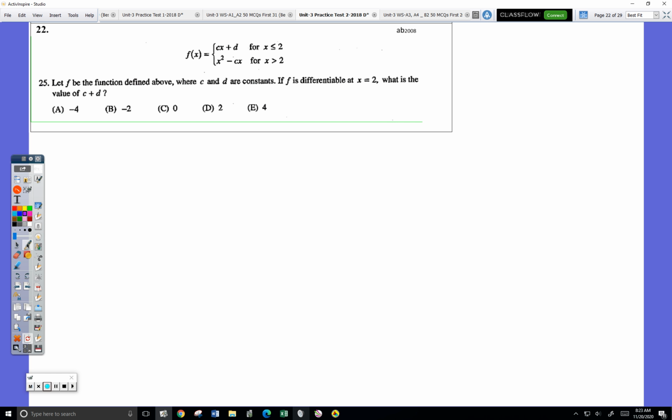whenever they ask me to find constants, I force myself to not look for the constant. You need to focus on something else. You shouldn't focus on trying to find C and D. So don't do that. You're going to focus on other things and you'll just end up finding C and D. It says if f is differentiable at x equal 2, so that's what I'm going to focus on.